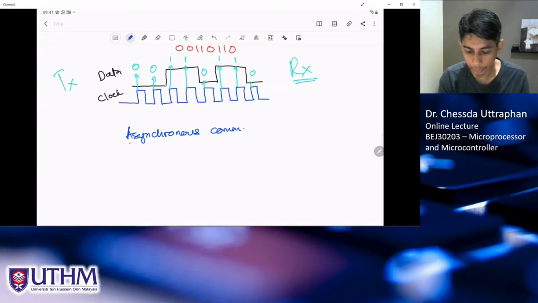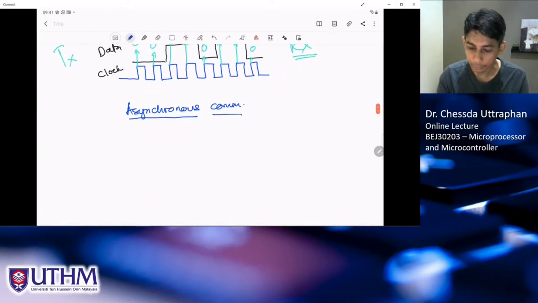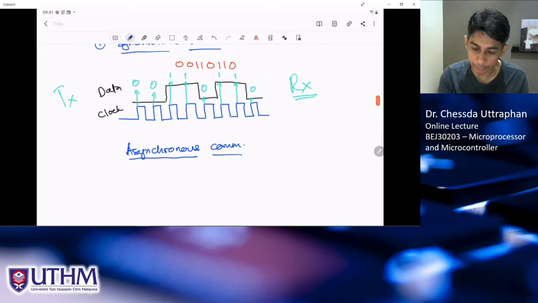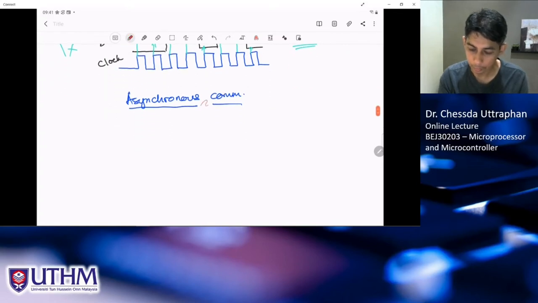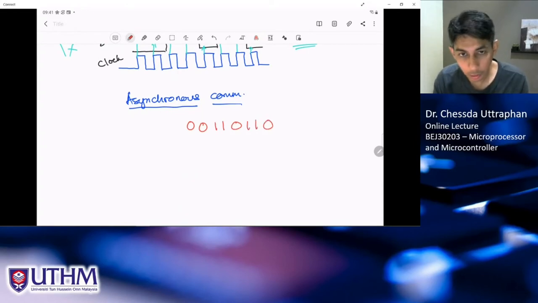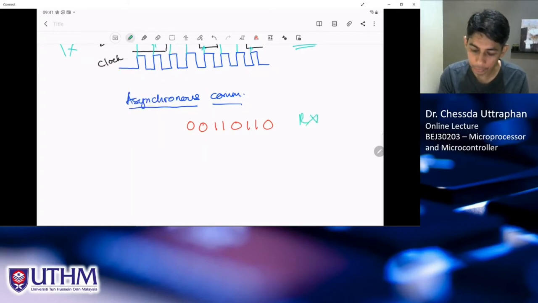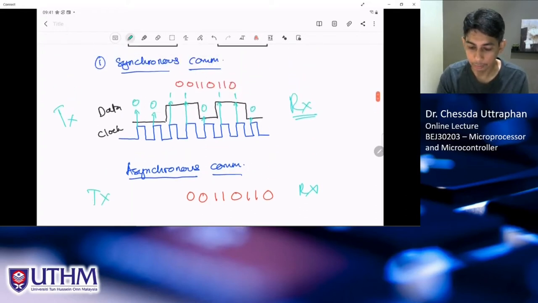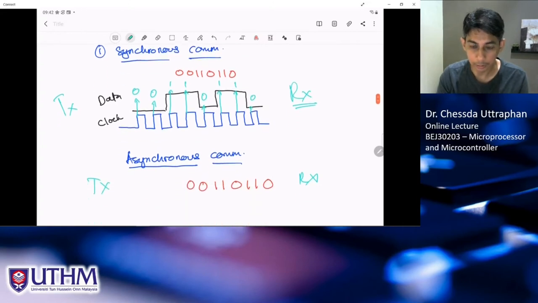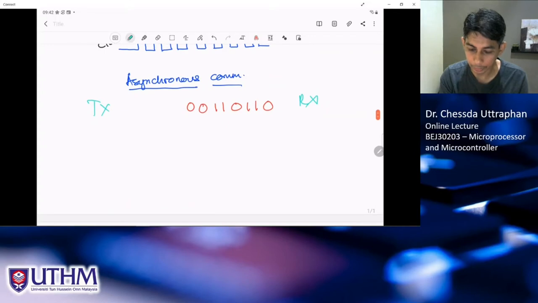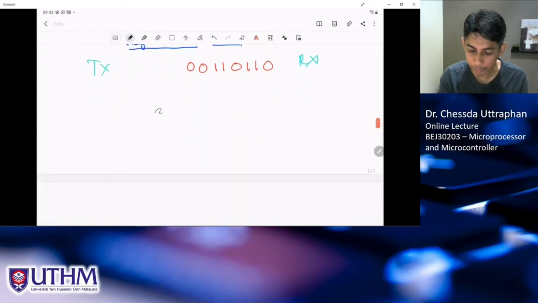Right, now let's look at the asynchronous communication. Again, by using the same example here, we have 00110110. Now without the clock, how will the receiver here understand this? Because we have learned just now that if this is the data, it will transmit like this on the transmission line.